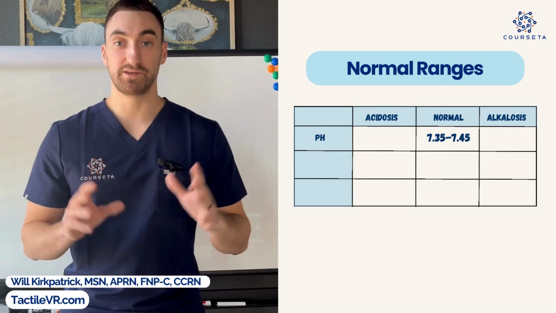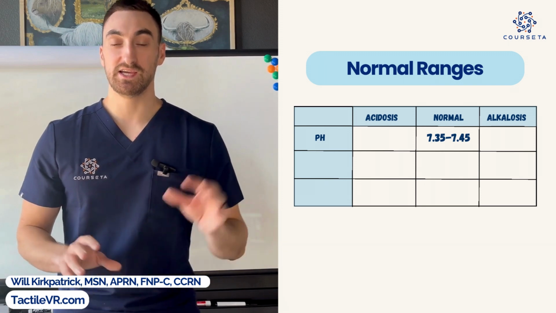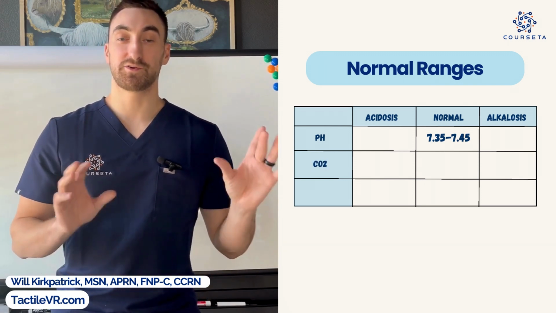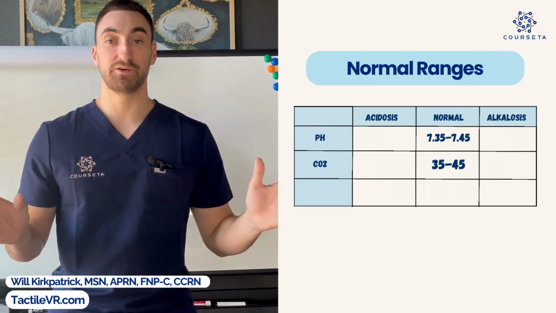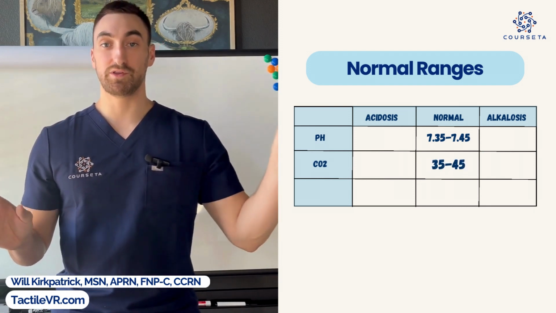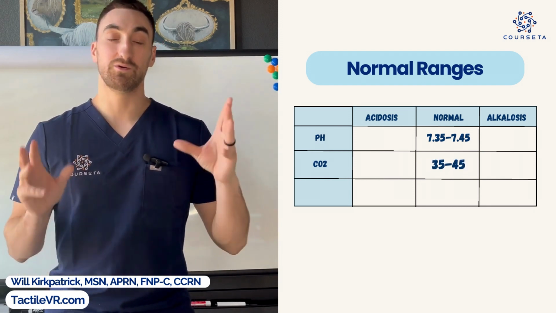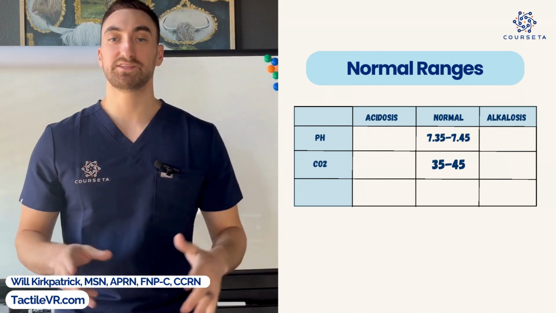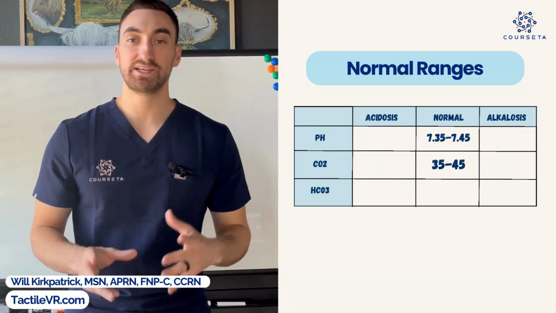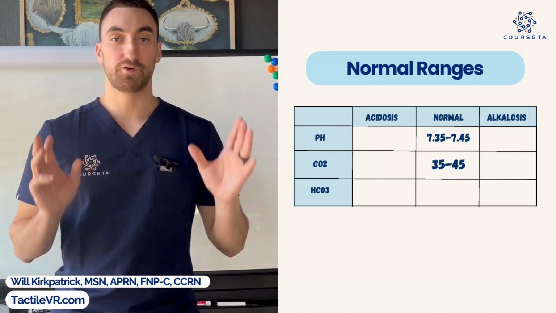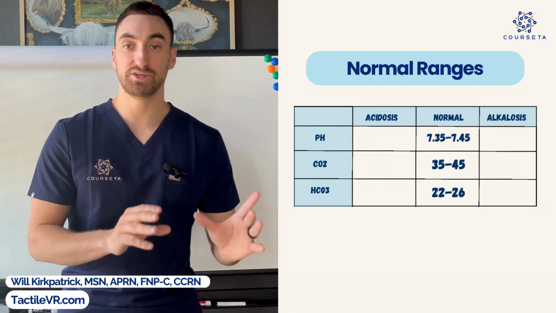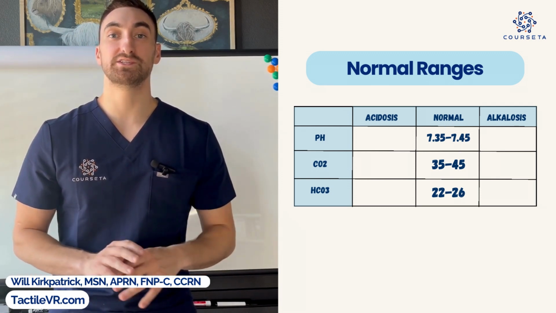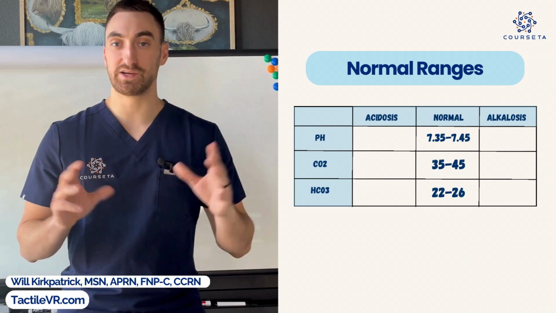Other normal ranges that you need to know to interpret an ABG is PaCO2, which is partial pressure of CO2. It is 35 to 45. So think of it no different than pH. It's 7.35 to 7.45. Well, CO2 is 35 to 45. Just drop the 7 point. And then we have something called HCO3. HCO3 is bicarbonate, but the normal range for HCO3 is 22 to 26. So you guys are going to need to know those normal ranges. If you have the ABG study guide, make sure you write that down.